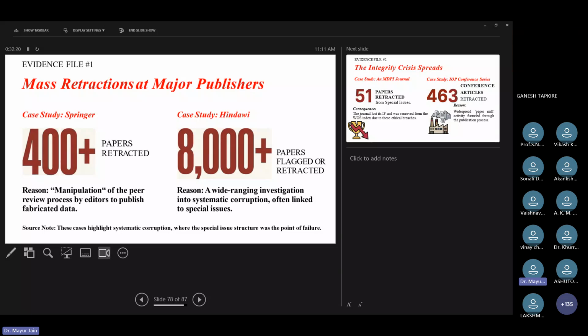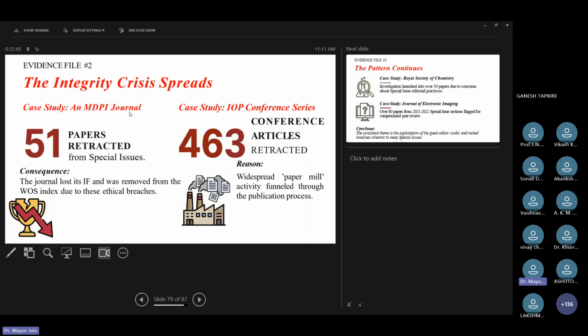Nowadays publishers are getting more strict, right? They go through all the ethical guidelines, they check everything, and fortunately or unfortunately, whatever you say, many times mass retractions of papers have happened, right? So probably that should be avoided. You can see that 400 papers were retracted from a Springer journal, and 8,000 plus papers were retracted from the Hindawi journal. Then, in MDPI journals, 51 papers were retracted from special issues.